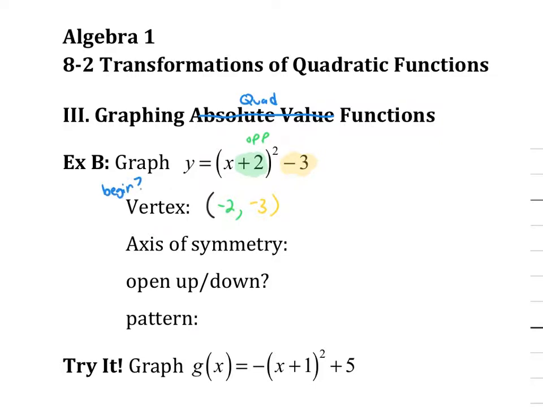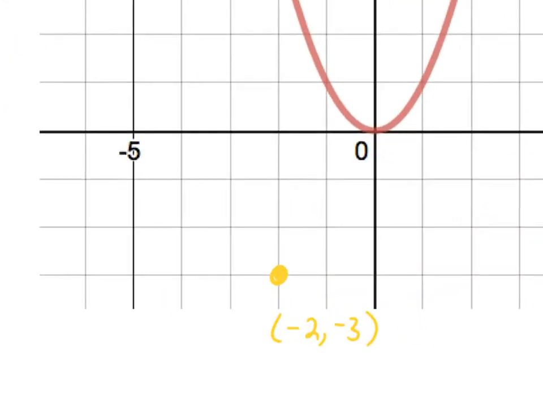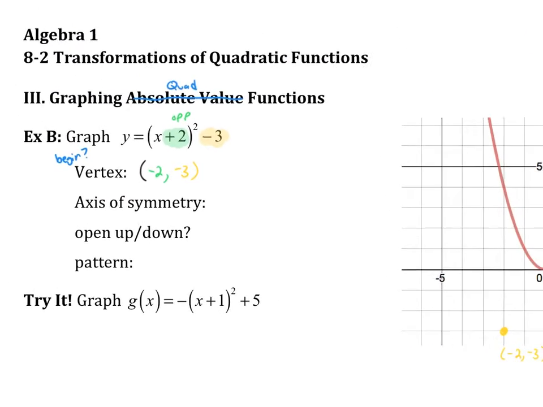Where do I begin? Well, the opposite of what I see. The h has to be opposite of what I see. I see a positive 2 or a plus 2, so that's going to be opposite, negative 2. For k, what I see is what I get. WYSIWYG is negative 3. So we can plot that over here, negative 2, negative 3.